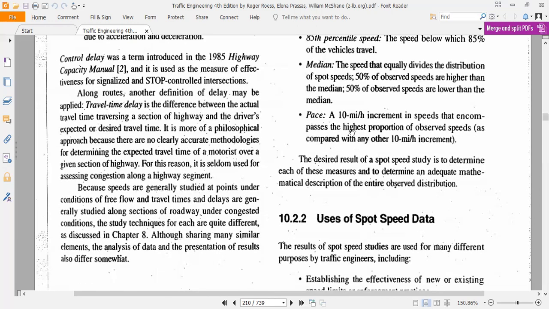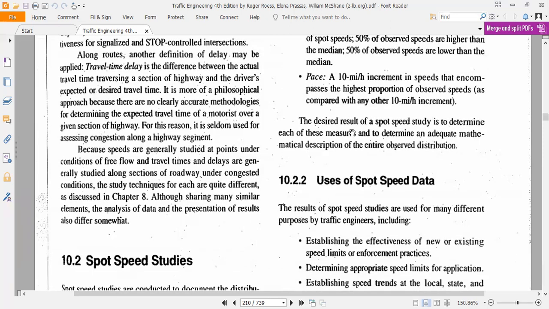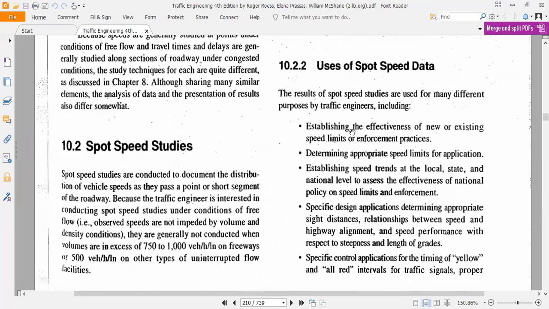And pace is that 10 mile per hour increment, or you can also say in kilometers per hour. So it is that increment of speed in which the greatest number of vehicles are observed. For example, from 0 to 10, 10 to 20, 20 to 30, 30 to 40, 50 to 60. So what is that interval during which the highest number of vehicles are observed? We will solve a simple problem on this so you'll understand that.